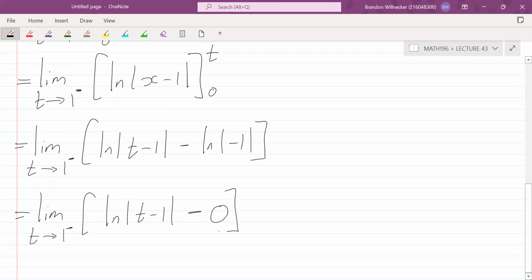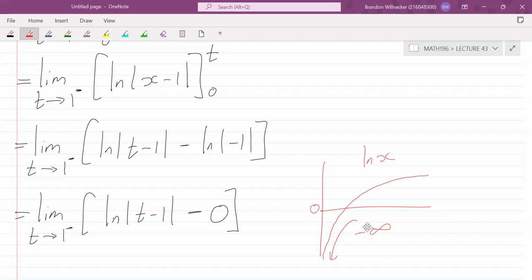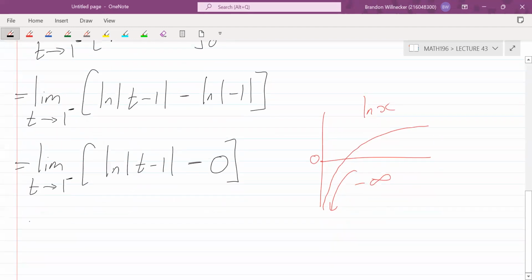Okay, so now we need to take the limit. However, if I substitute 1, we see that we get the natural log of 0. But if we just look back at what our graph looks like, the natural log at 0 goes down to minus infinity. So as we get closer and closer to 0, the natural log goes further and further down to minus infinity. So this limit actually goes to minus infinity. In other words, it diverges.